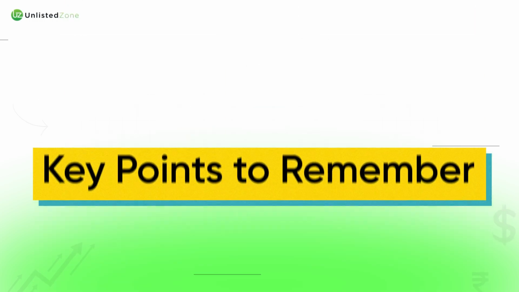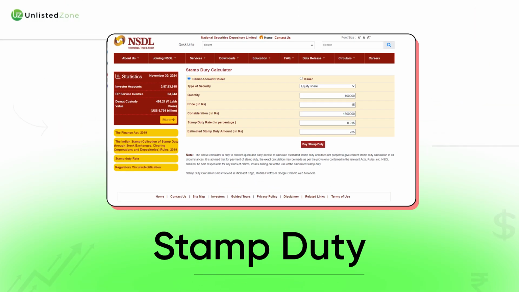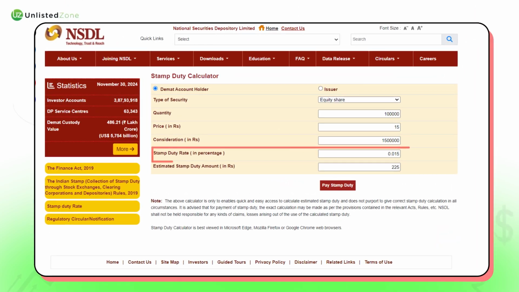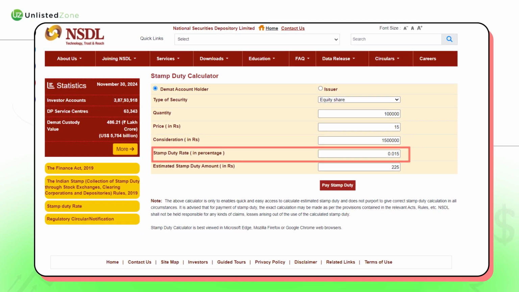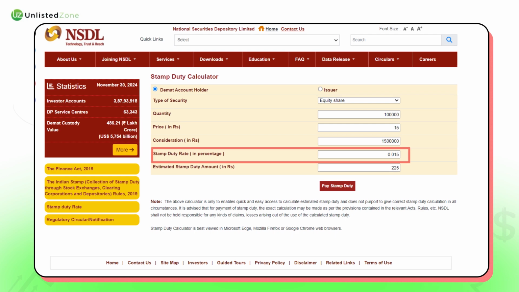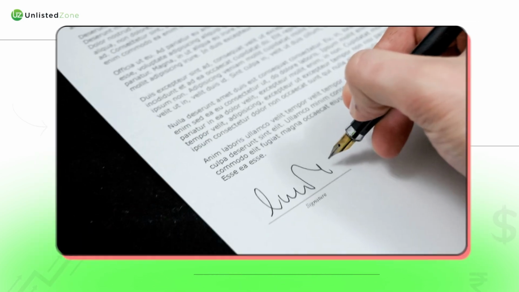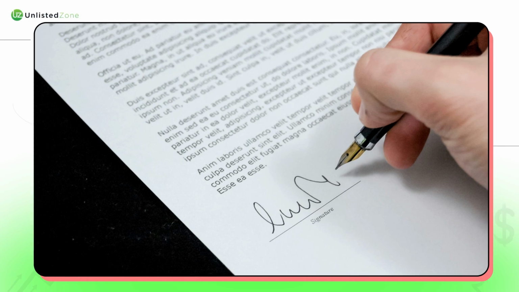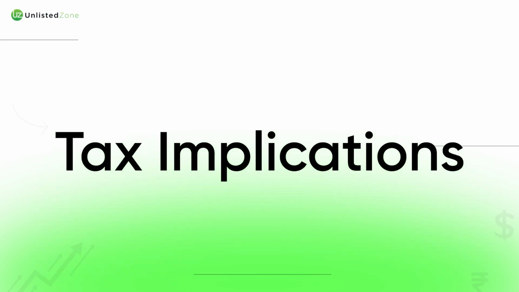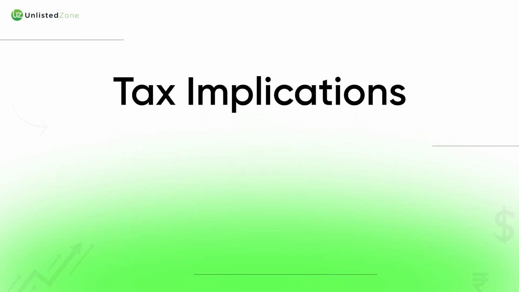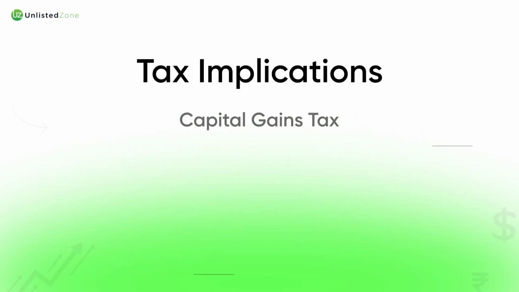Key points to remember. Stamp duty. A stamp duty currently that is 0.015% is applicable on the transaction value of unlisted shares. This is calculated and paid during the process. Transaction agreement. Ensure you have a signed agreement or confirmation of the deal with the buyer, mentioning the agreed price and terms.